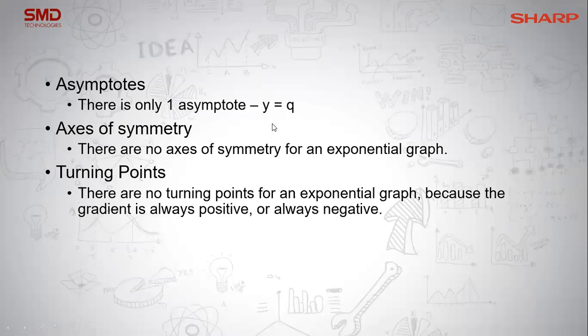All right, so of course, and then your asymptote, because it cannot go through a certain axis, which is your y asymptote, sorry, your x asymptote, unless it's shifted by q. Okay.